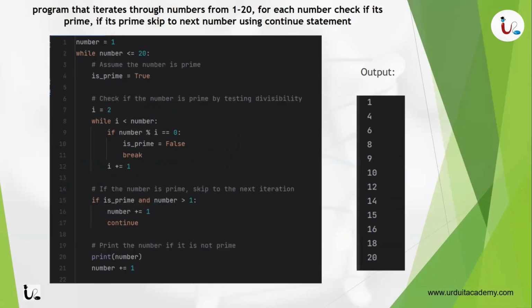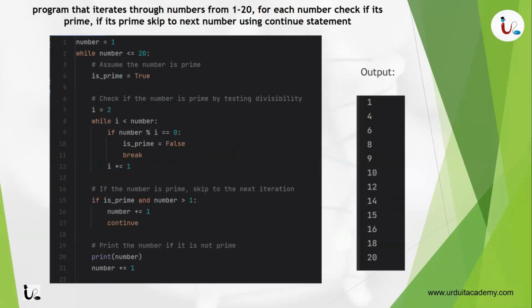Now, the next question is to create a program that iterates through the numbers from 1 to 20. Here, you can see I have added a while loop. Before that, I have created a variable number, which is equal to 1, because we need to start the numbers from 1. In line number 2, you can see while number less than or equal to 20. So this while loop is going to iterate from 1 to 20.